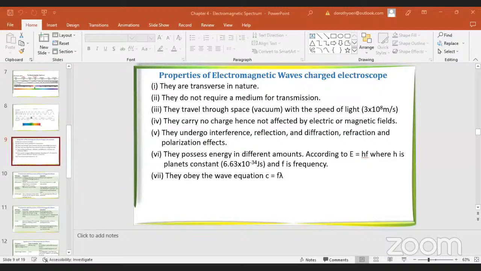Now, I want to indicate something here. I hope everybody will be able to see. Remember the equations you are to use for those four questions. You are to use this equation at one point, and at another point you are to use this one. The C stands for velocity. Velocity for light is normally represented using C.